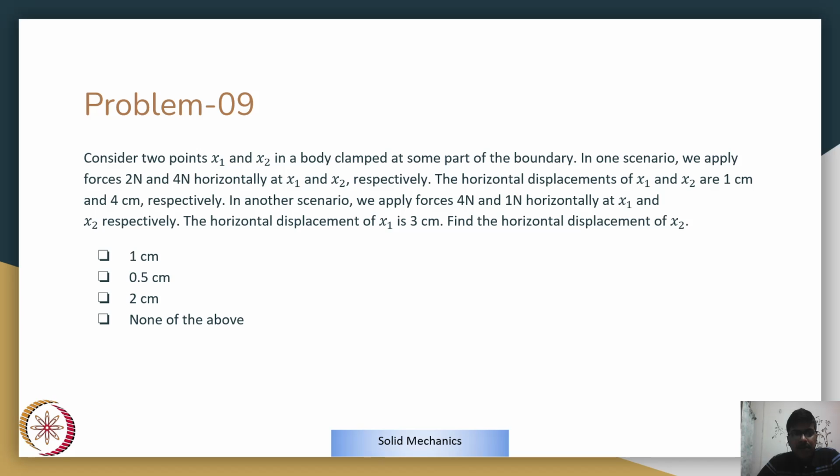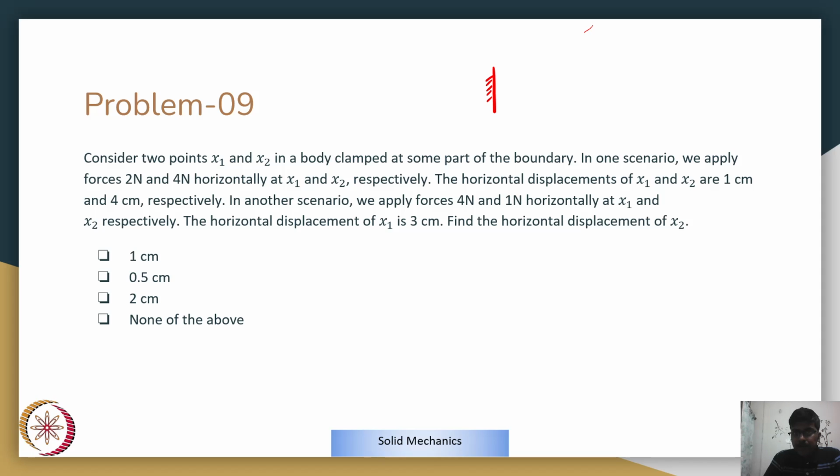Problem number 9. Consider 2 points x1 and x2 in a body clamped at some part of the boundary. In one scenario, we apply forces 2 Newton and 4 Newton horizontally at x1 and x2. The horizontal displacements at 1 and 2 are 1 cm and 4 cm respectively. In another scenario, we apply forces 4 Newton and 1 Newton horizontally at x1 and x2 respectively. The horizontal displacement of x1 is 3. Find the horizontal displacement of x2.